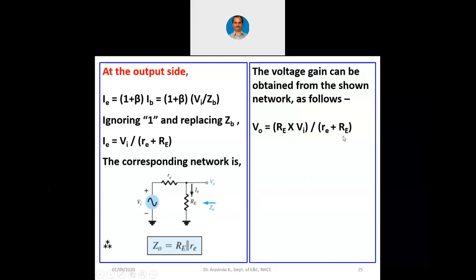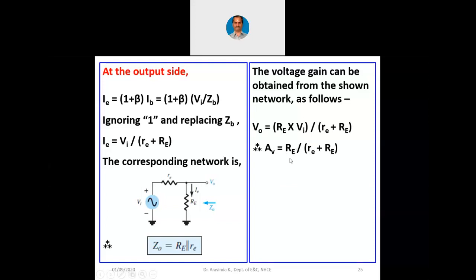When you divide it by Vi, what happens there now? Vi gets cancelled. AV is V0 divided by Vi, which is nothing but capital Re divided by small re plus capital Re. Now we already know that the small re will be a few ohms, whereas capital Re will be a few kilo ohms. So what happens here?